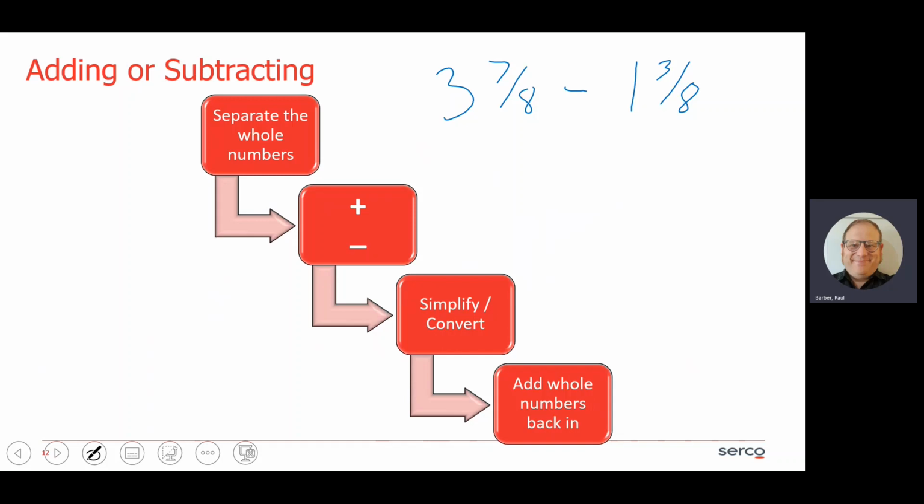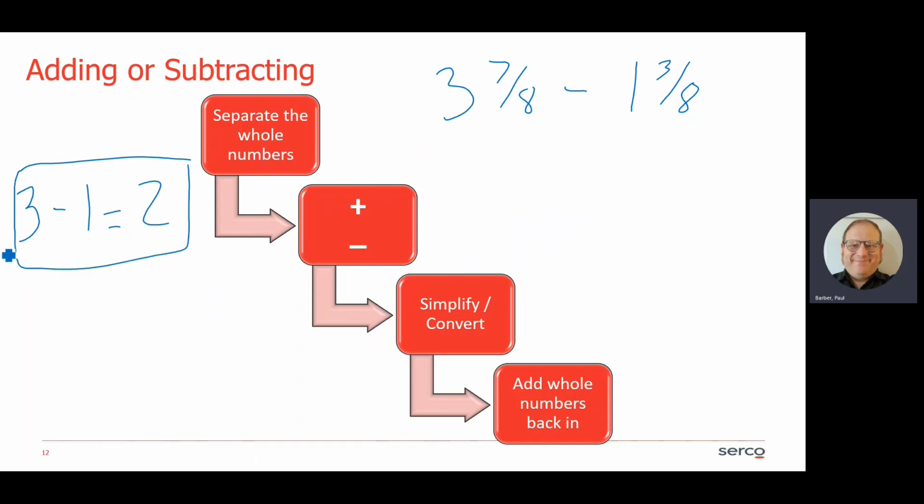So the first stage says that we need to separate the whole numbers. So let's take them over here. We've got 3 and 1. We're doing a takeaway calculation. So 3 take away 1 equals 2. And we're going to park that on the side, and we'll come back to that in a little moment. So we know we've got rid of our 3 and we've got rid of our 1. We're left with 7/8 take away 3/8. Same principle we had, so we've now separated the whole numbers.